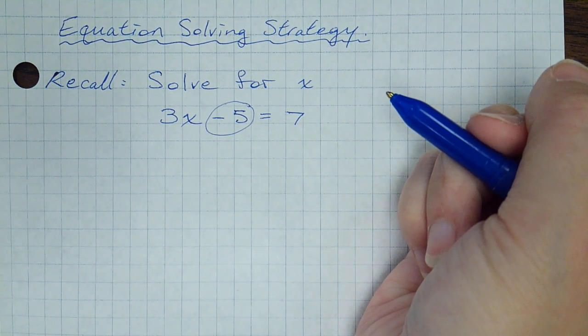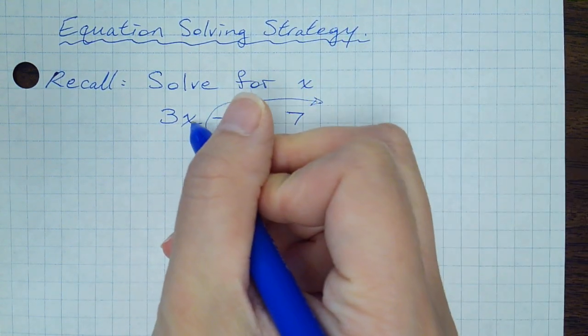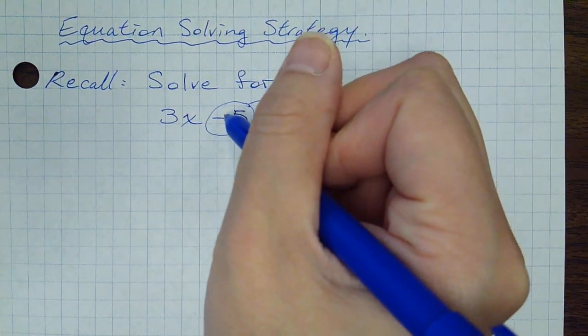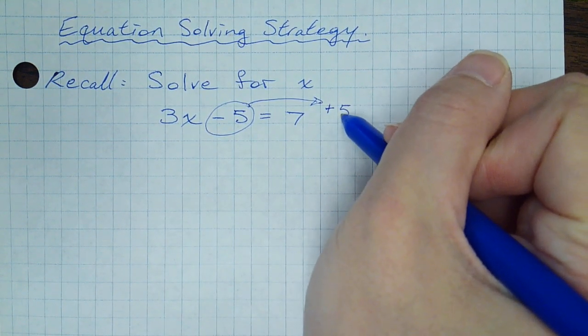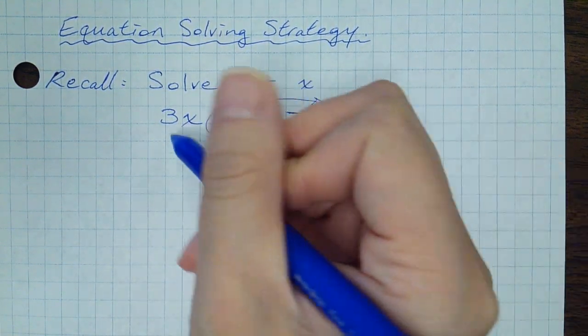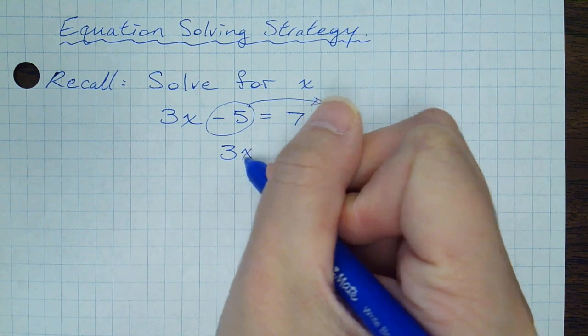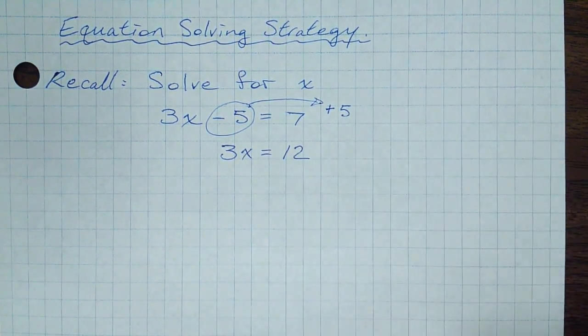Yeah, so you want to move this to the other side because you want to solve for x. You want x by itself on one side. When you move it, it becomes plus 5. Good, because this is minus, it becomes plus. So after I move this, what's left on the left side? Just 3x. And then 7 plus the 5 gives you the 12. Now what?